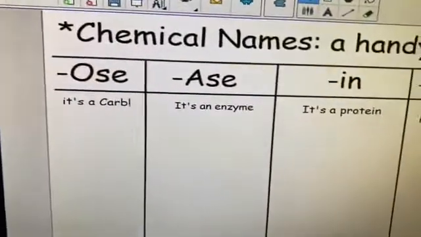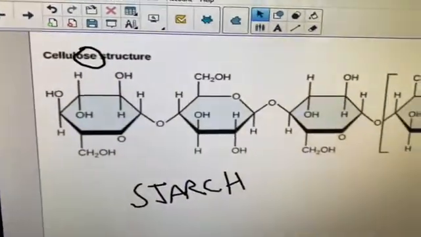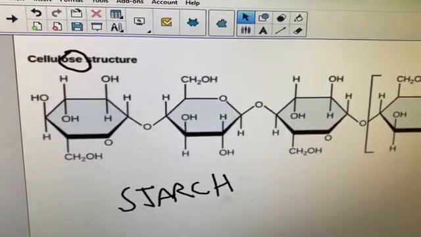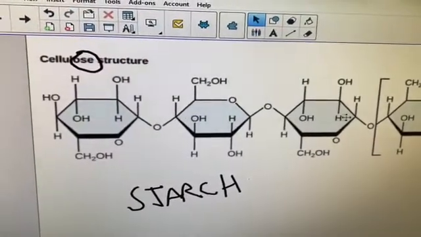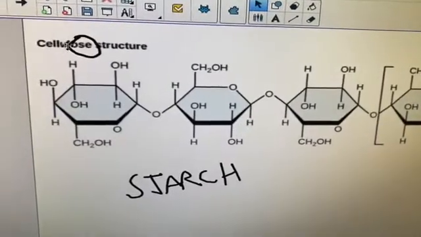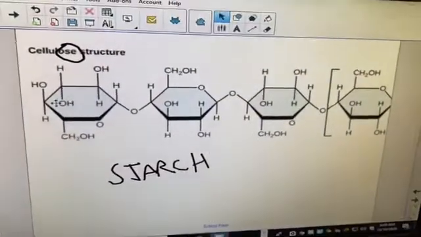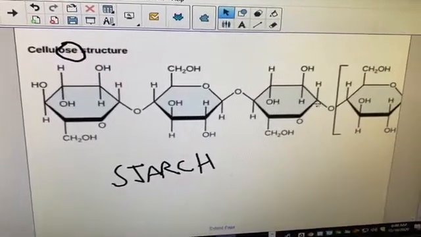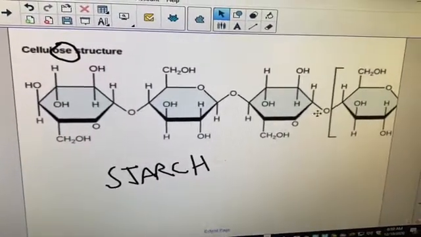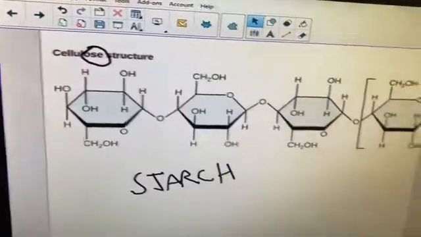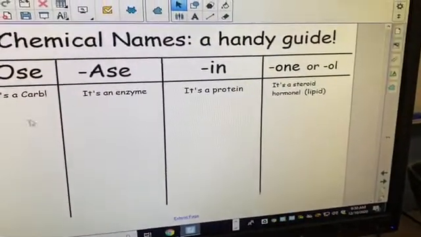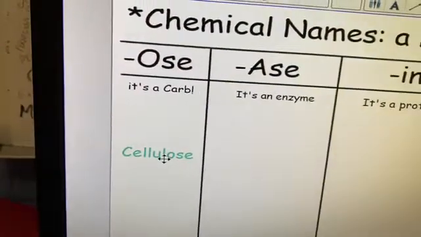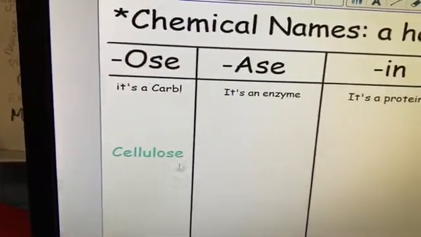All right, so here's a starch molecule. If you find a starch molecule, they're basically just sugars lined up, stuck together, and we call them oses. So the one that's most common is cellulose. Cellulose is just a bunch of glucose stuck together. Cellulose. Ose. It's a carb. There it is. It's a carbohydrate. Cellulose. Notice it ends in ose.